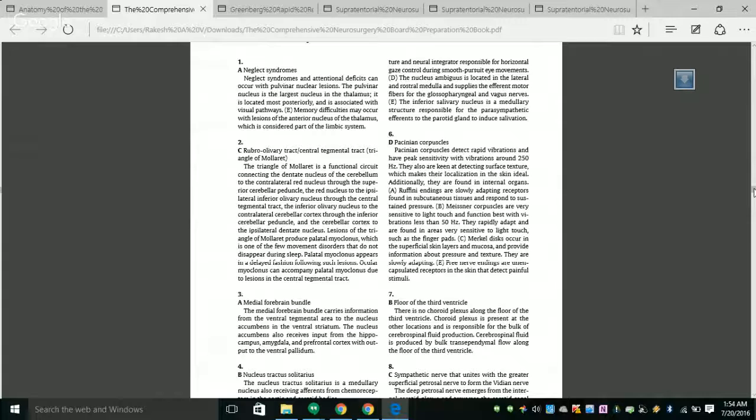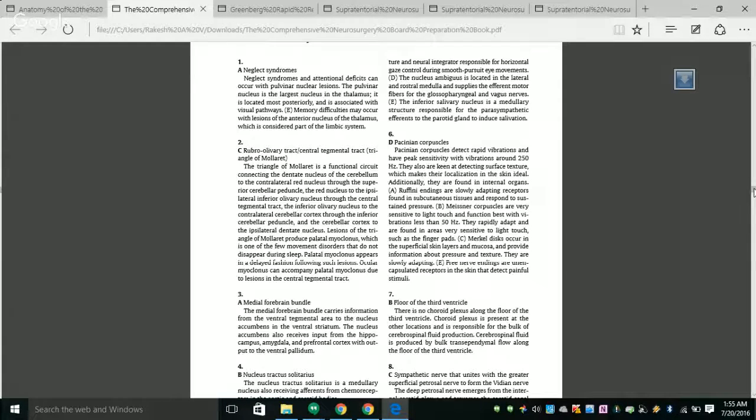The triangle of Mollaret is a functional circuit connecting the dentate nucleus of the cerebellum to the contralateral red nucleus through the superior cerebellar peduncle, the red nucleus to the ipsilateral inferior olivary nucleus through the central tegmental tract, the inferior olivary nucleus to the contralateral cerebellar cortex through the inferior cerebellar peduncle, and the cerebellar cortex to the ipsilateral dentate nucleus. A lot of connections here. Lesions of the triangle of Mollaret produce palatal myoclonus. This is what I take from this question. Palatal myoclonus is one of the few movement disorders that do not disappear during sleep.